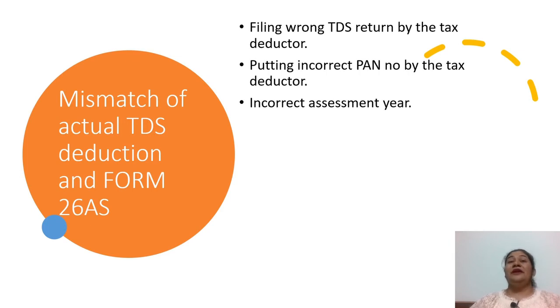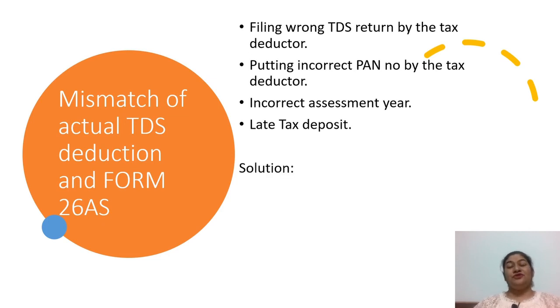If there is an incorrect assessment year entered by the TDS deductor, there will be a mismatch. If your TDS deductor has not deposited the tax amount in time to the treasury or to the income tax department, there will be a mismatch. So these are some of the reasons because of which there will be a mismatch between the amount you calculate as TDS and the TDS reflecting in 26AS. There can be many other reasons also. It will depend on a case to case basis what the reason is.